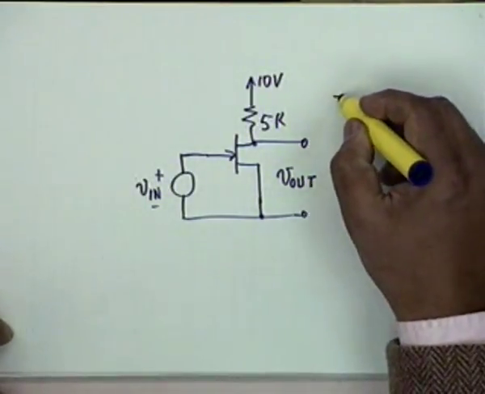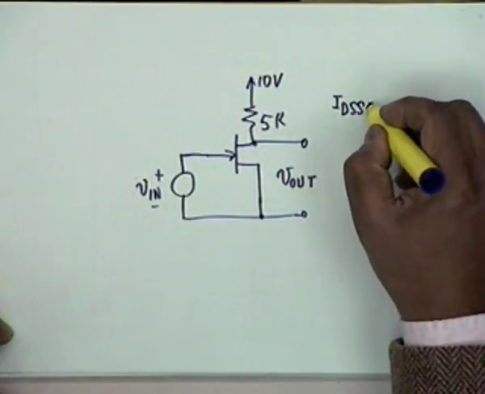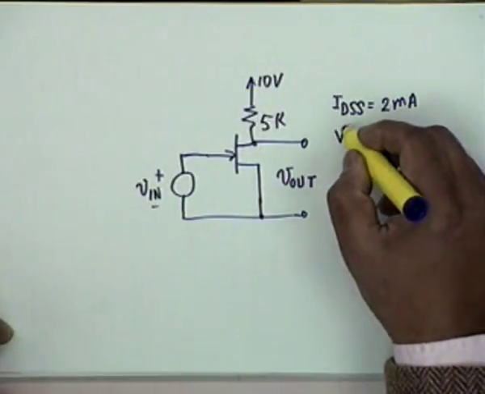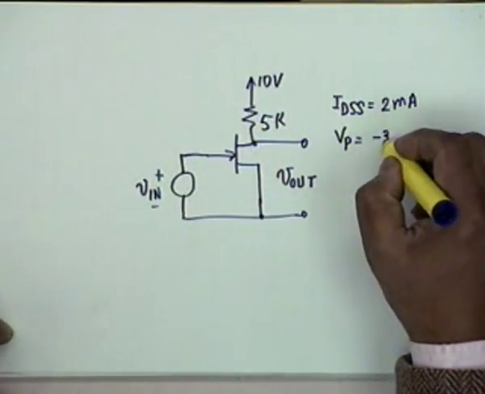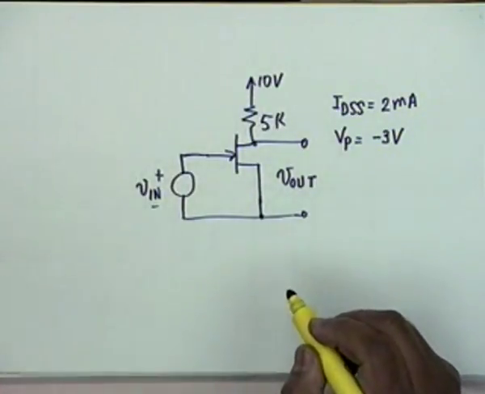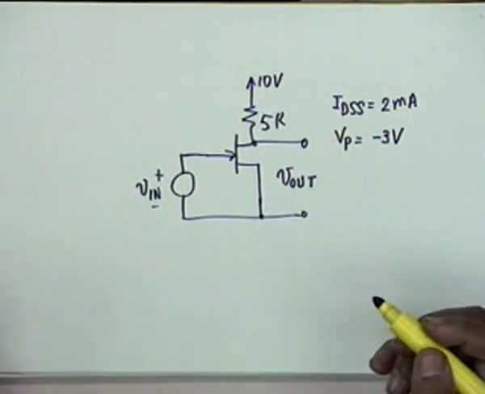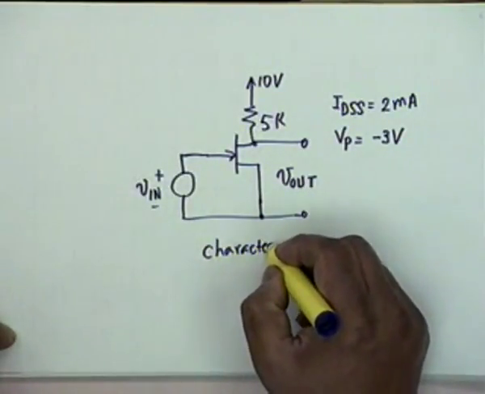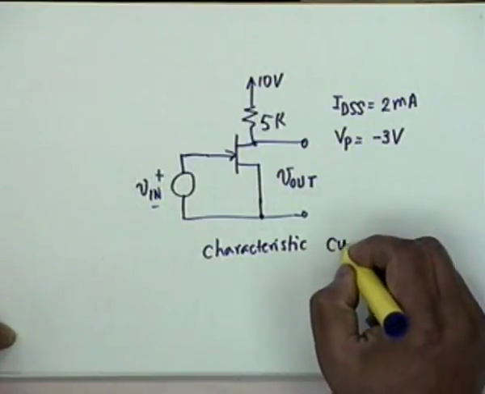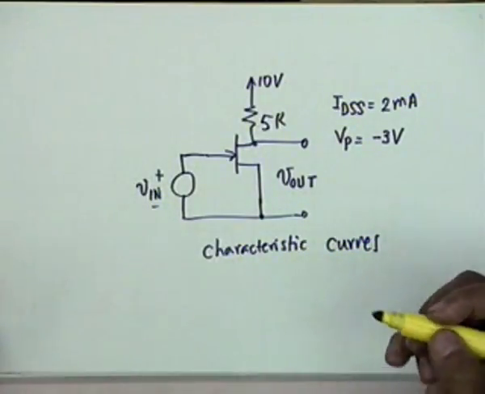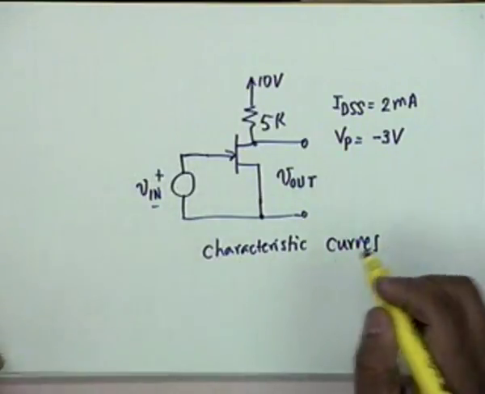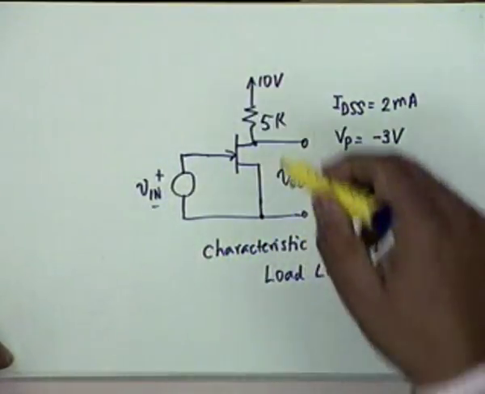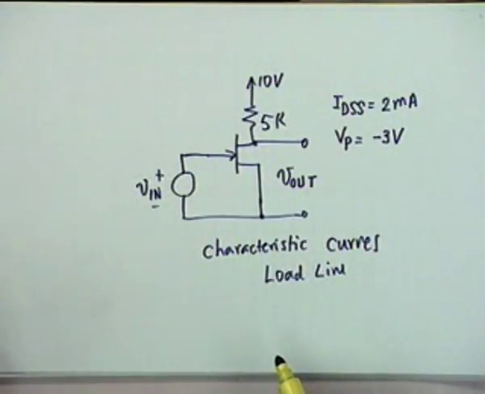It is given that the JFET has IDSS, the drain saturation current, as 2 milliampere. The pinch off voltage is minus 3 volt, and what you are asked for is to sketch a set of characteristic curves. And I will tell you systematically how to do it. And on these plot a load line. The load is given, power supply is given, so the load line can also be drawn.